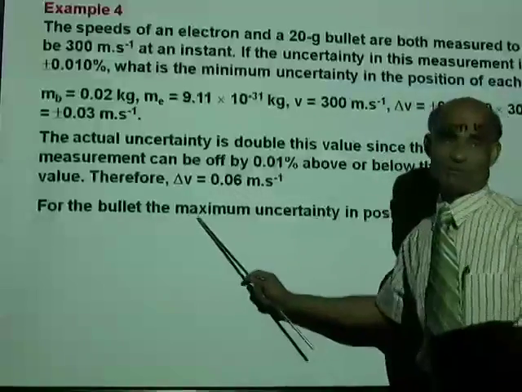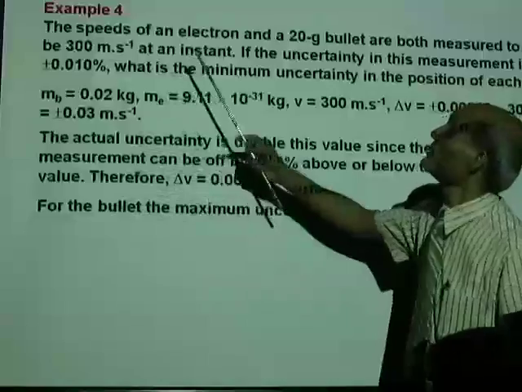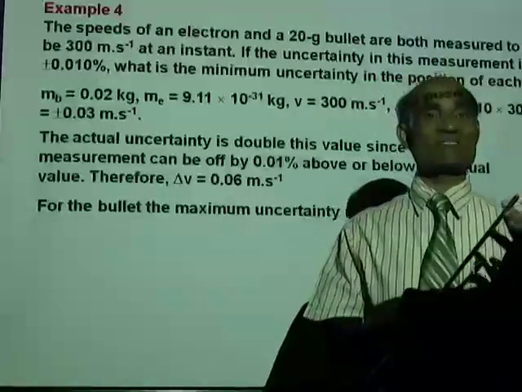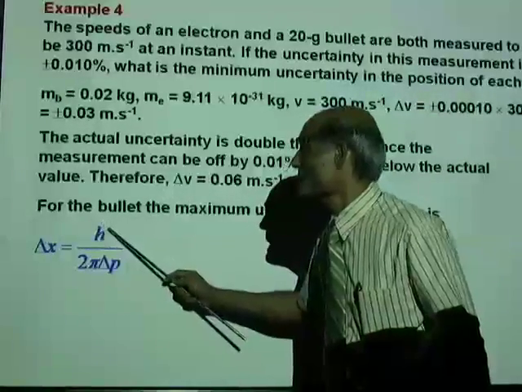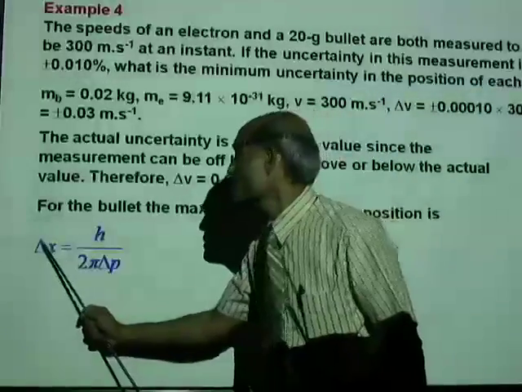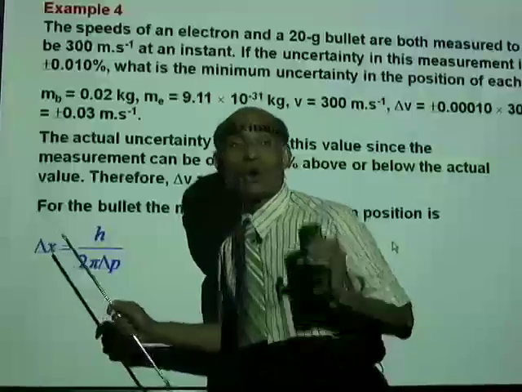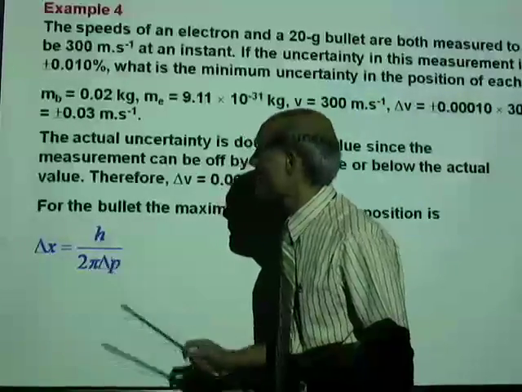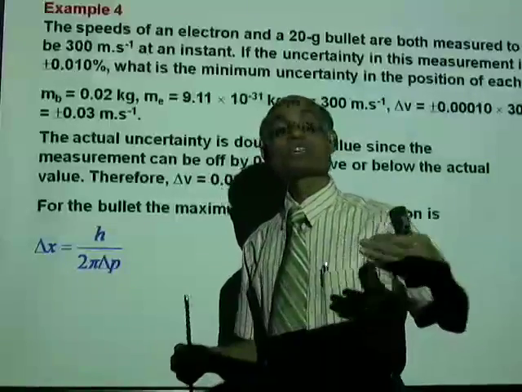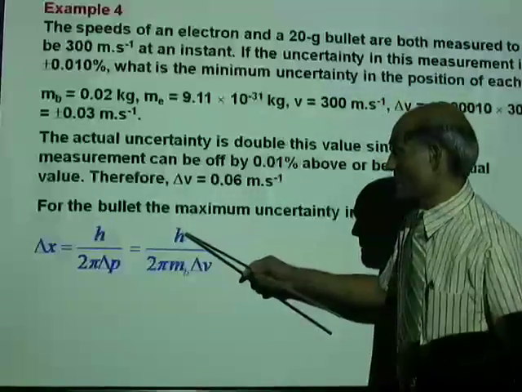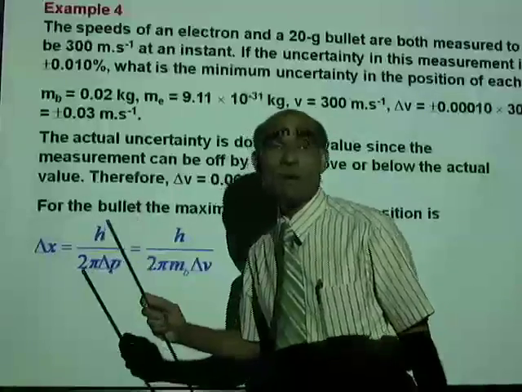For maximum uncertainty, no. You try to change this to minimum. Is that right? That's what we want to find. To find the minimum uncertainty for the bullet, we need to find the minimum uncertainty for the bullet as well as the electron. So if you change that maximum to a minimum, what will our equation be? It will be delta x equal to h over 2 pi delta p, because delta x times delta p equals h over 2 pi. And therefore the minimum uncertainty in locating the bullet will be h over 2 pi times delta p, and delta p is the uncertainty in the momentum, which is mass times delta v. So we replace that. That will be h over 2 pi times mass of the bullet times delta v. I hope you understood this statement. We are looking for the minimum uncertainty in the position.